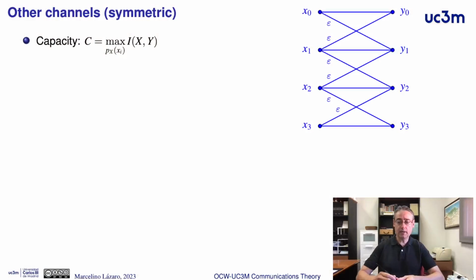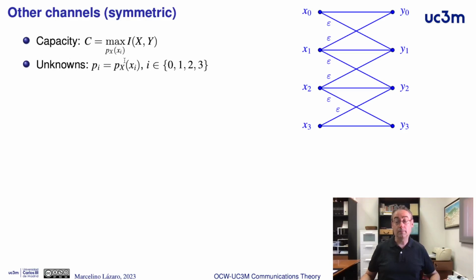In this video, we will see how to calculate the channel capacity for some symmetric channels. In general, the calculation of the channel capacity can be difficult because we have a constrained maximization problem. We need to maximize the mutual information between the input and the output of the digital channel, and the maximization is done over the input distribution.